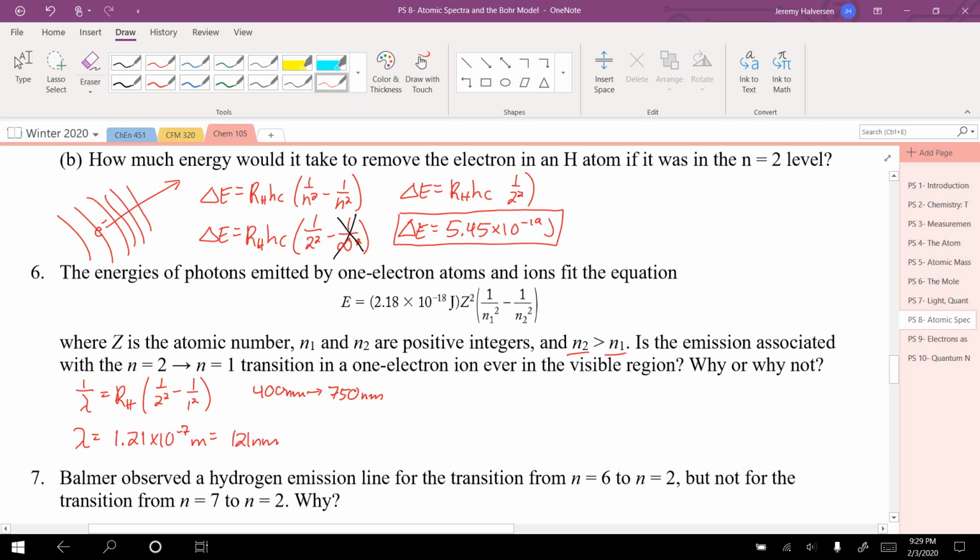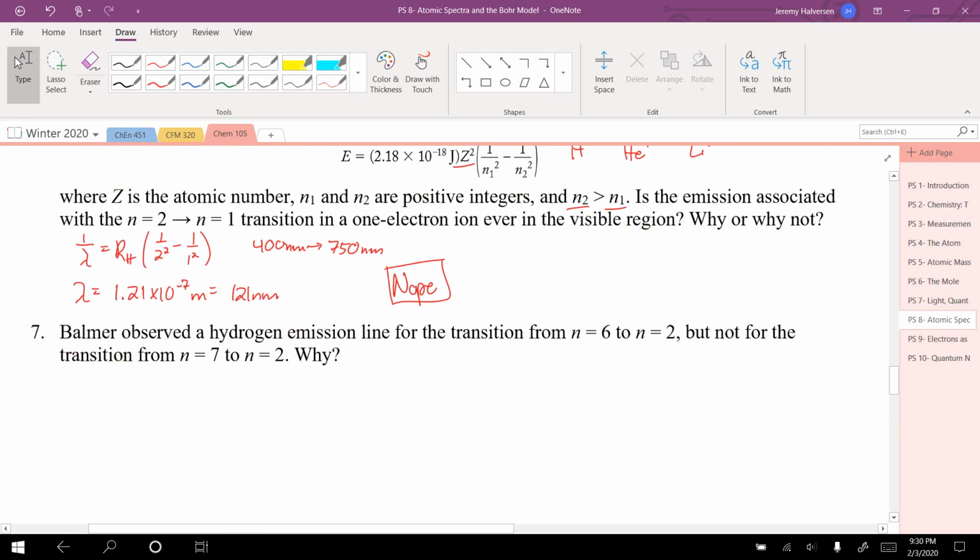But is it ever? Well, what could change here? What could change is Z. I said this is for hydrogen, but it could be for helium plus, which would have a Z of 2, and it could be for lithium 2 plus, which would have a Z of 3. If I increase Z, what does it do to the energy? It increases the energy, which would do what to the wavelength? If I increase the energy, I'm going to decrease the wavelength, which means 121 is the highest it could ever be. If I increase Z, 121 is going to go lower, so it's never going to be in the visible range. So you're never going to see a transition between n equals 1 and n equals 2.